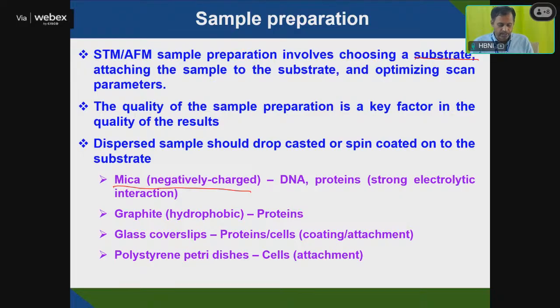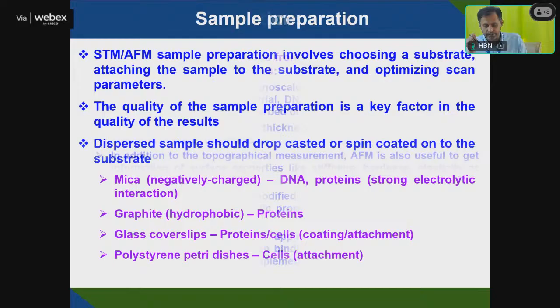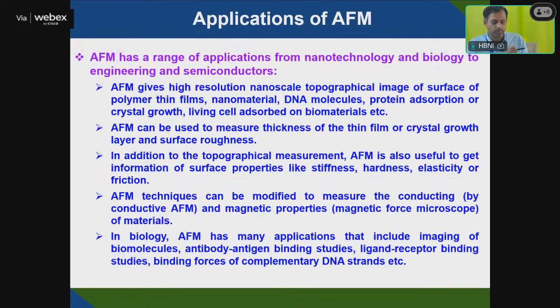You can also take a hydrophobic graphite substrate. You can take a glass coverslip on which you can mount protein or cells or your sample, or a polystyrene petri dish on which cells can be directly attached. So the quality of sample preparation is the key factor for quality results. The sample can be directly drop casted, or it can be spin coated. So you see, AFM has a wide range of applications.